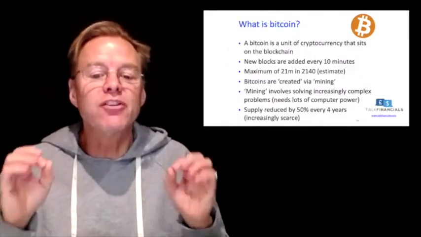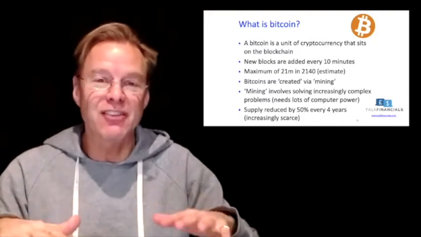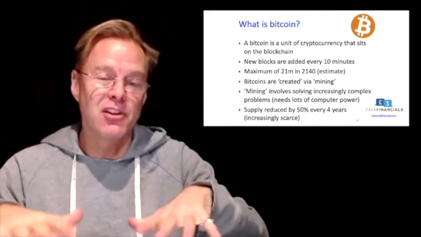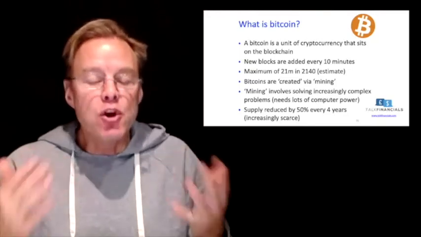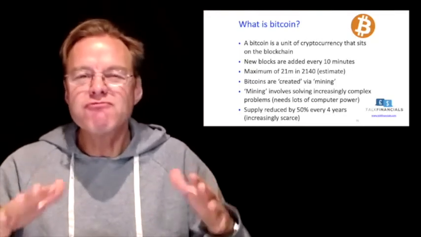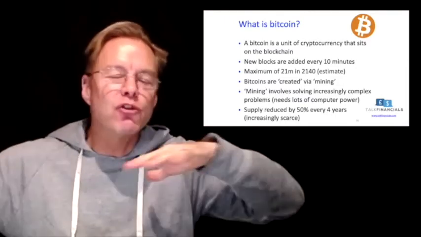So what is a Bitcoin? A Bitcoin is a unit of cryptocurrency, and it sits on the blockchain. So the blockchain is actually the technology that sits underneath a Bitcoin. New blocks are added every 10 minutes. So roughly what happens is that there's a transaction, there's lots of different transactions. This is all happening in the network.